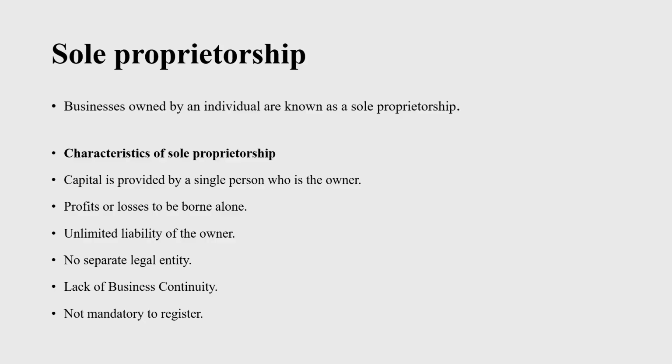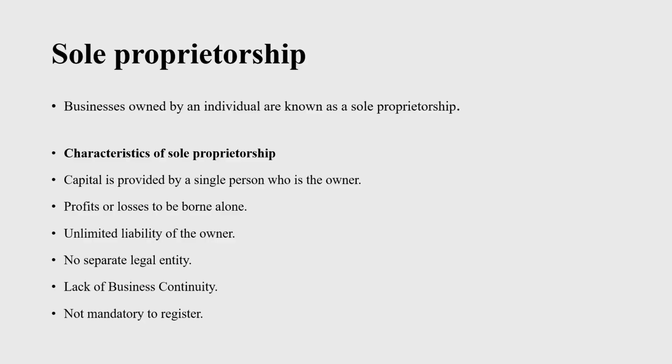Firstly, sole proprietorship. A sole proprietorship is a business owned by an individual. There are no employees. There is only one person who is the owner. He is doing all the activities. He is purchasing raw materials, he is doing a production process, and he is selling his products to the market, and he is managing the business. He is doing all the business activities. Those types of businesses are sole proprietorships.